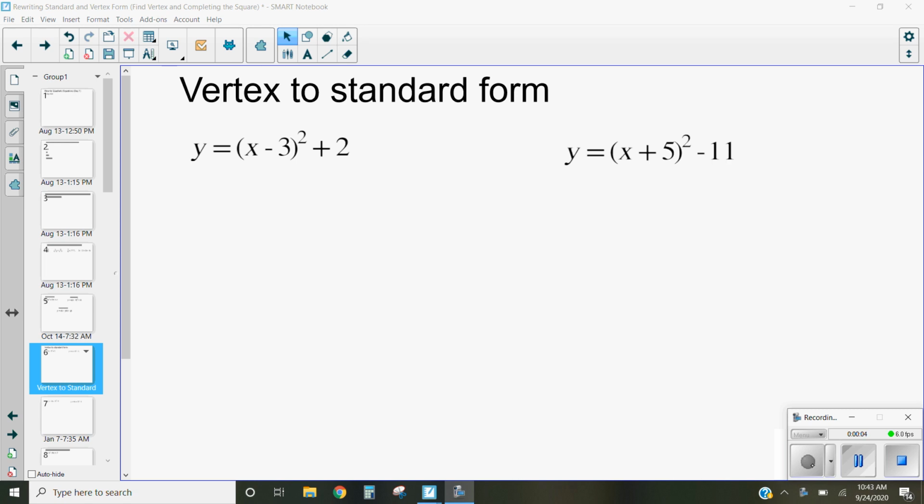Hi, this is Mrs. Kidman, and in this video, we are going to be reviewing how we can rewrite different quadratic equations. So we've been talking about three different forms of quadratic equations in our class.